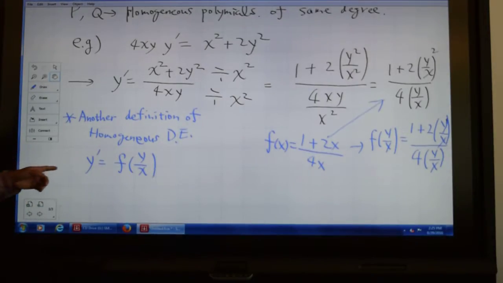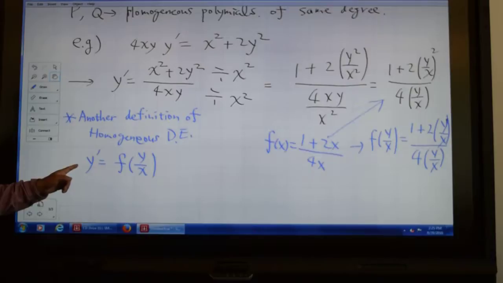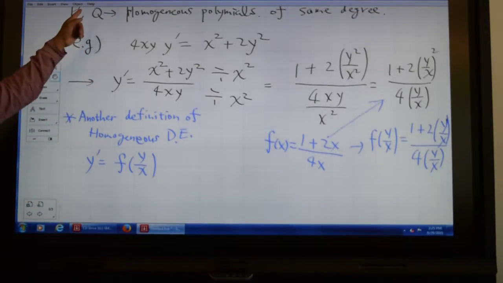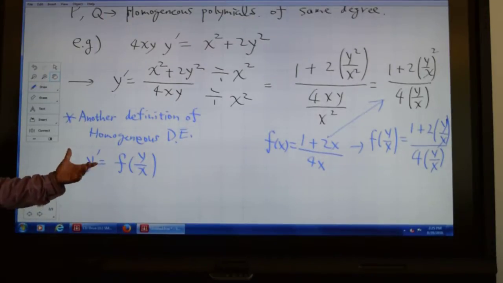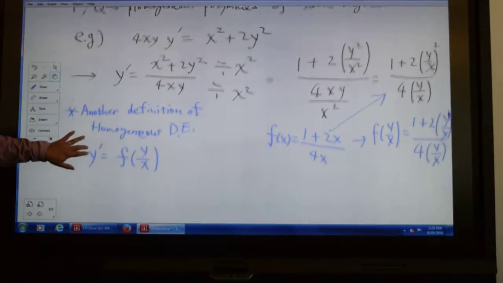Actually, to tell you the truth, the second definition is more general than the first one. There are differential equations which can be put in this way, but can't be written that way. So this is more general, and that's why most books take this as their definition of a homogeneous differential equation.